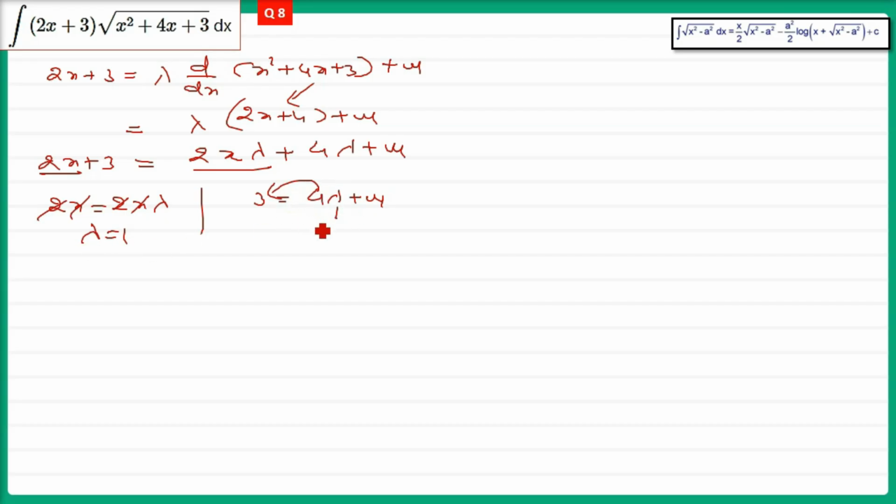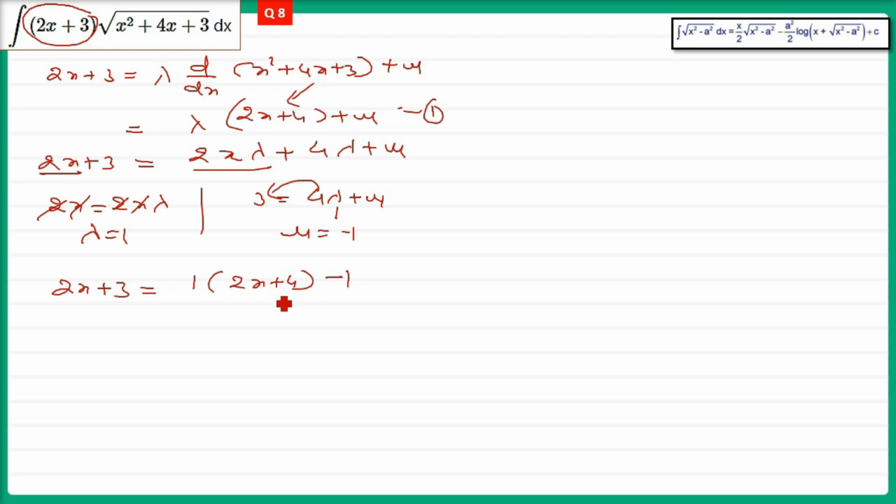Now the constant term has been equated, which is 4 lambda plus mu equals 3. Replacing lambda by 1, you get mu equals negative 1. So in equation number 1, just change lambda to 1 and mu to negative 1, and then you get 2x plus 3, which is quite comprehensible and can be put in the equation so that we get an easier integration result. So 2x plus 3 I'm writing as a result, which we have done.